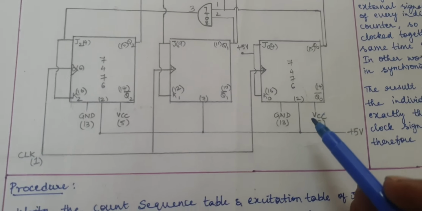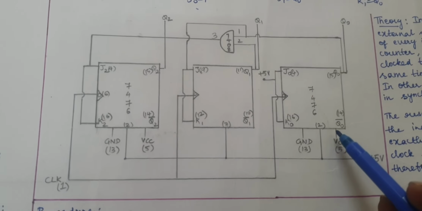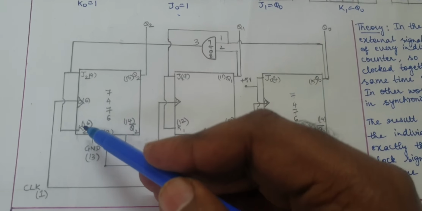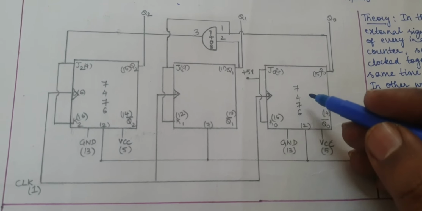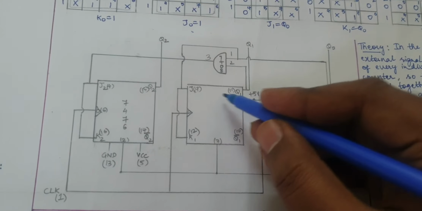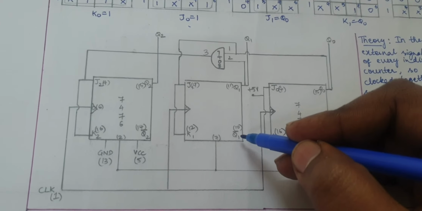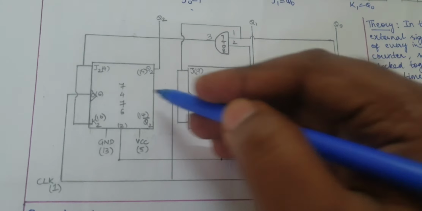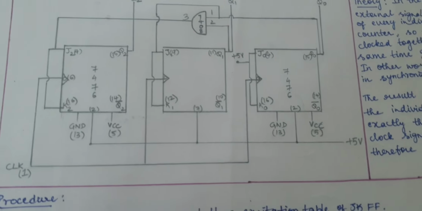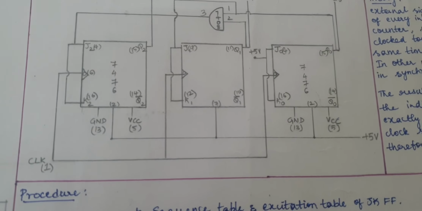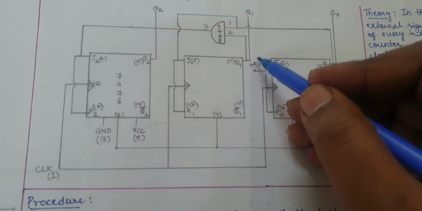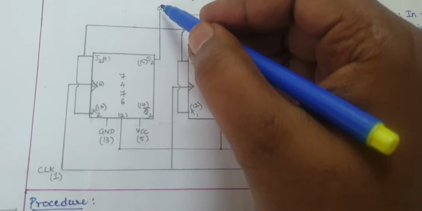As you could see here, I have 3 flip-flops: one for J0 K0, J1 K1 and J2 K2. For J0 and K0, my Q0 and Q0 bar is my present and next state. For J1 K1, Q1 and Q1 bar is my present and next state. For J2 K2, Q2 and Q2 bar is my present and next state. This is the first thing. Second, here we have the output Q0, here we have the output Q1, here we have the output Q2.